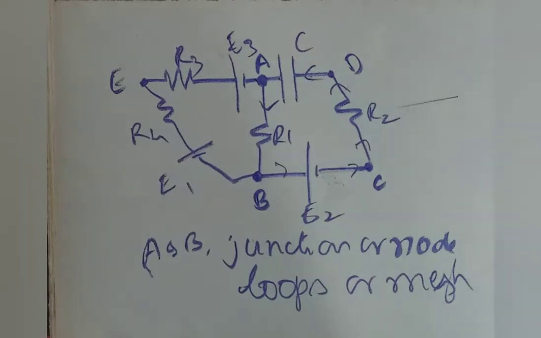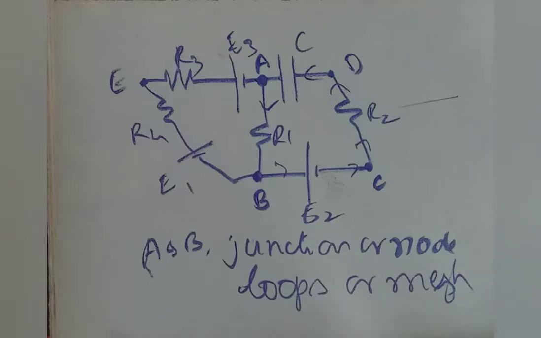Junction or node is a point in the electrical network where more than two conductors join. Loop or mesh is a closed part of the electrical network. With these definitions, we start learning the two laws of Kirchhoff. We start with those ideas now.